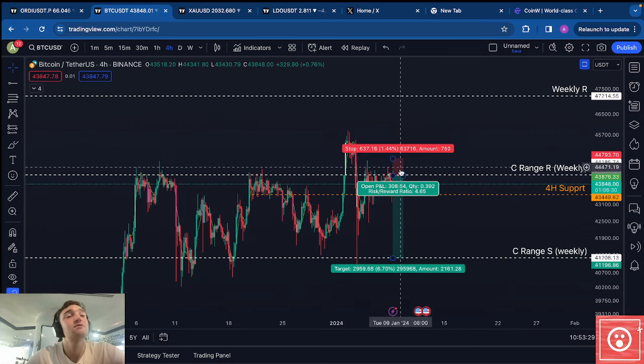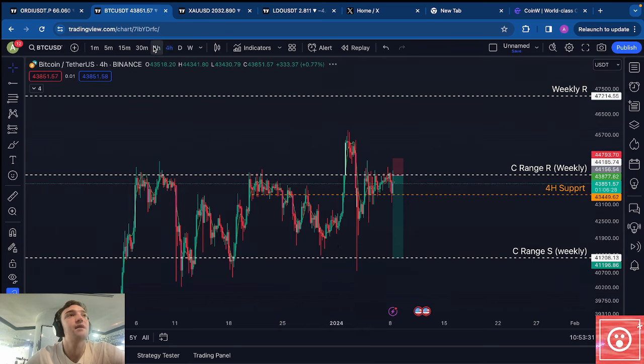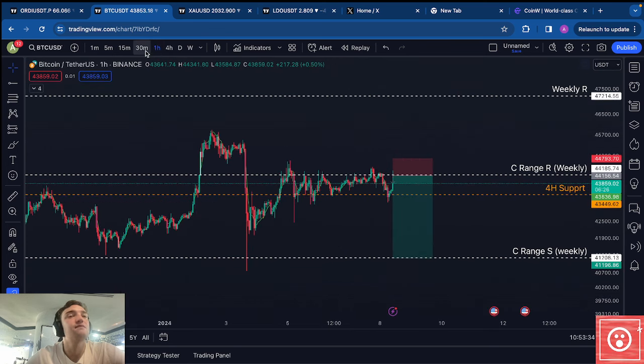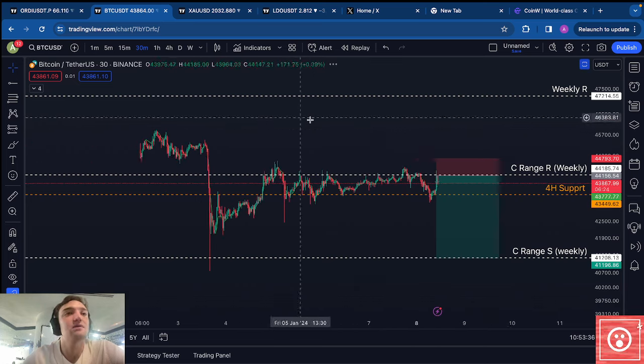Once we do break it, then we take buys. But till then, it's just very, very strong. So you want to be taking sells at this level. Okay.